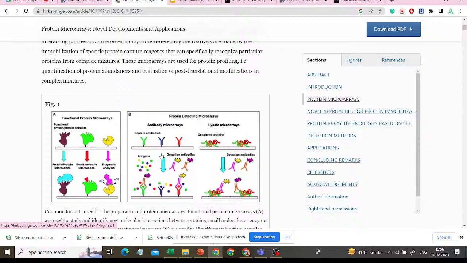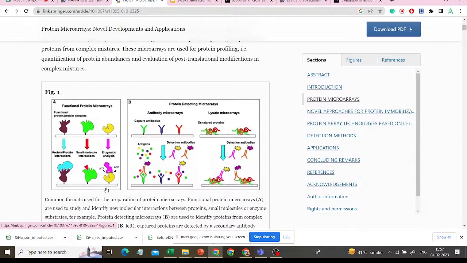those protein detecting microarrays. But if you want to know about the functional protein or the protein domains, the protein-protein interactions, the small molecule interactions, or your enzymatic analysis, like which enzymes act on which protein, or what function it plays, then you need to have your functional protein microarrays. Whereas if you want to detect different things, then you need protein detecting microarrays. Okay, so these are the two different types.